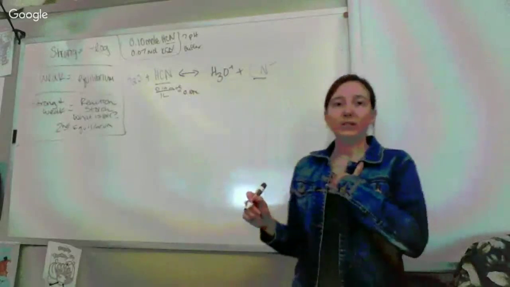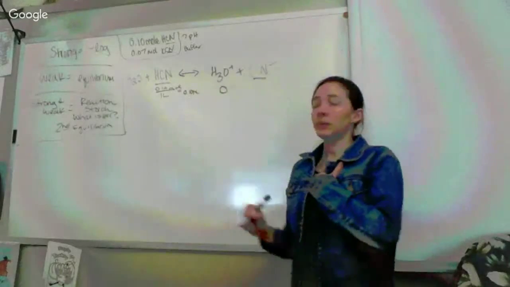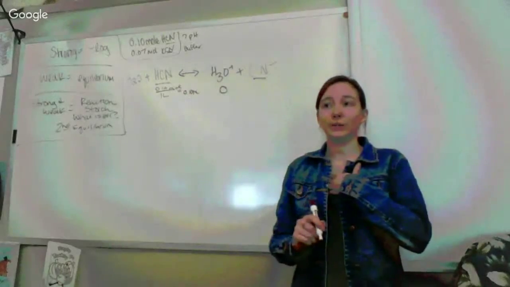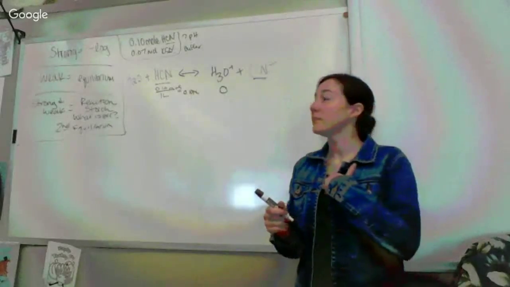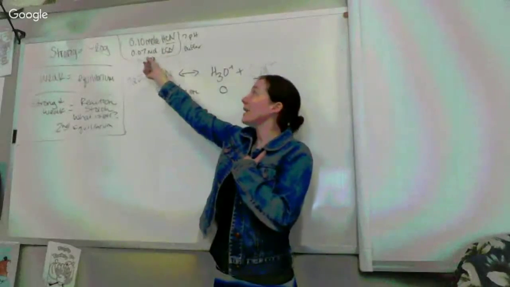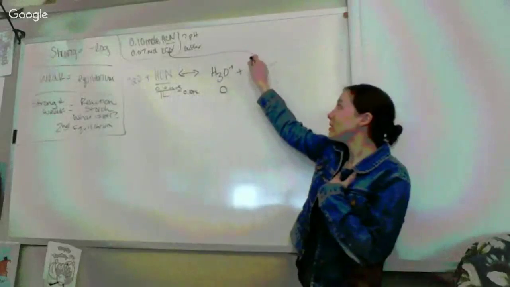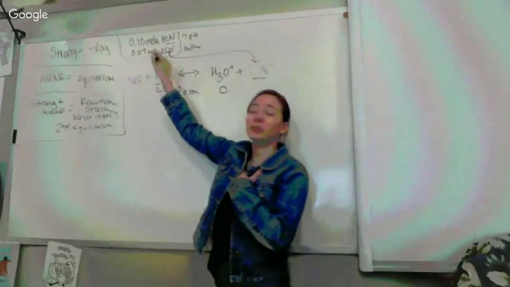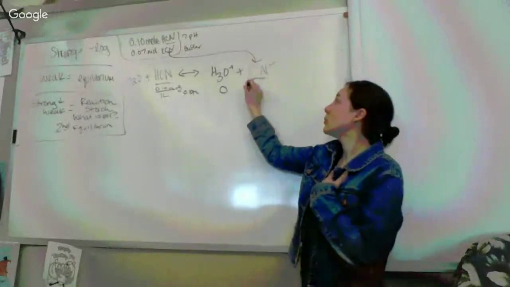How much H3O plus would I have to start with? 0. How much CN minus? Not 0. Because remember up here, I put in that many moles of HCN and this many moles of KCN. And remember that CN minus is this CN minus. So if I have 0.07 moles of KCN, I have how many moles of CN minus? 0.07.